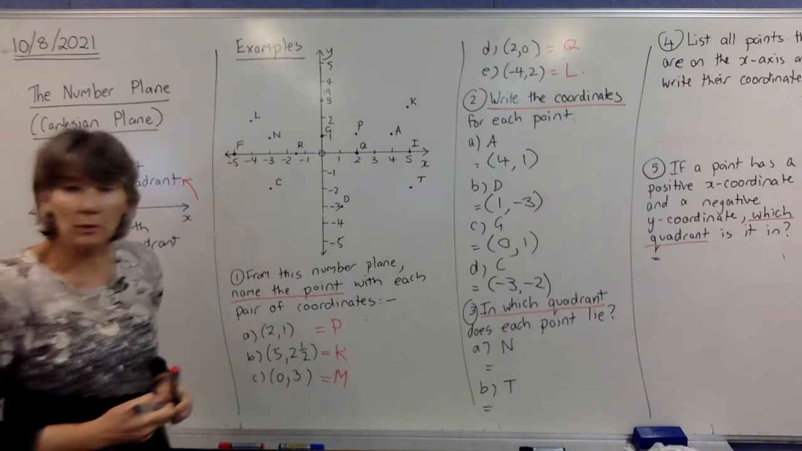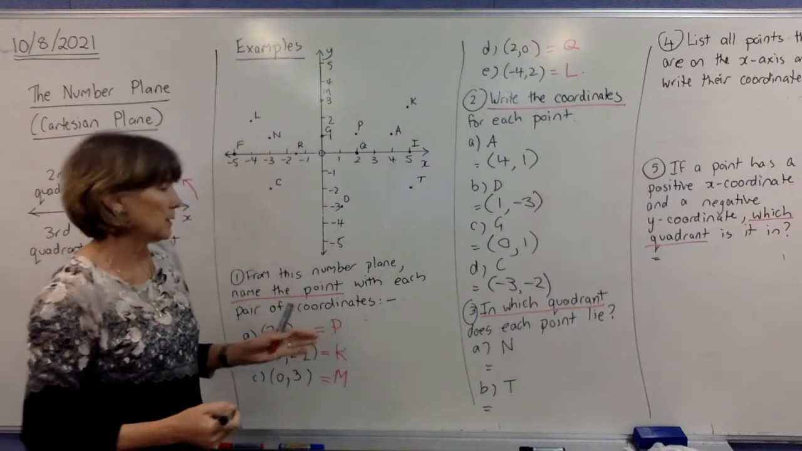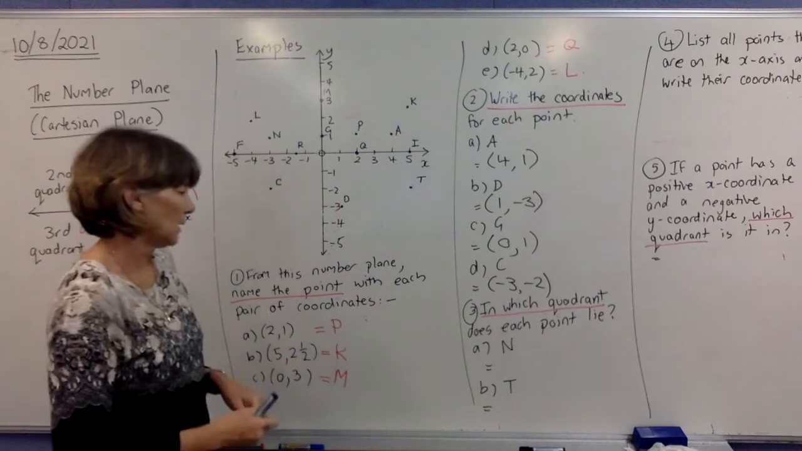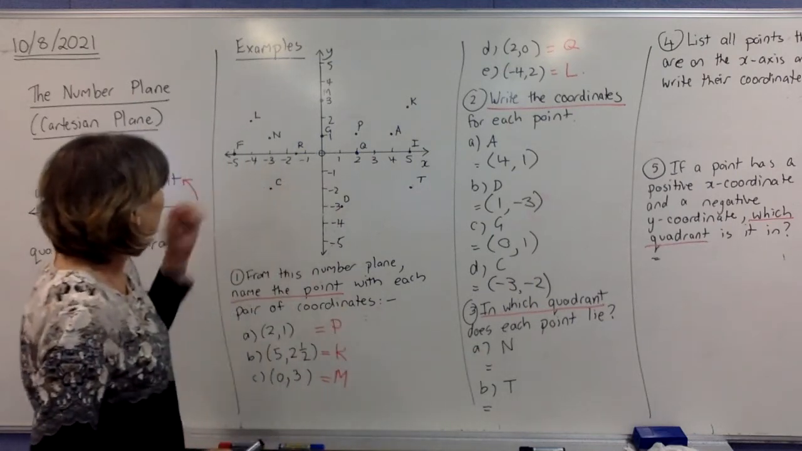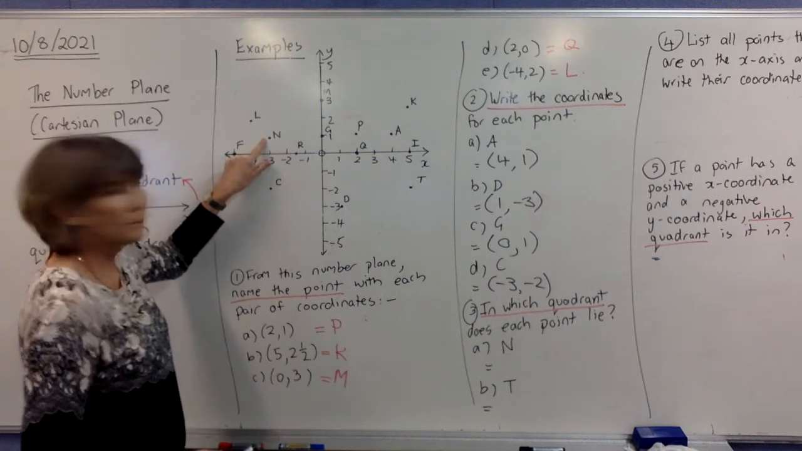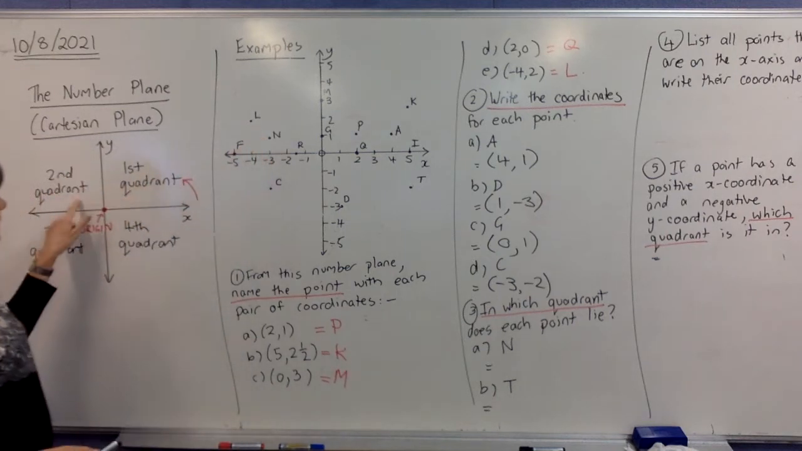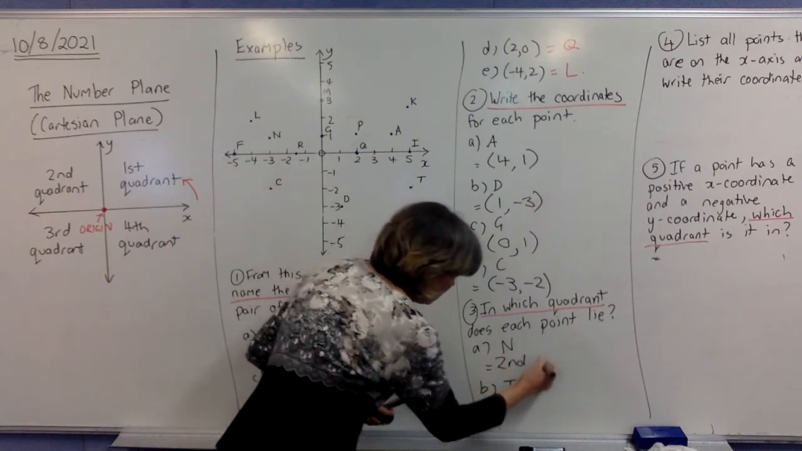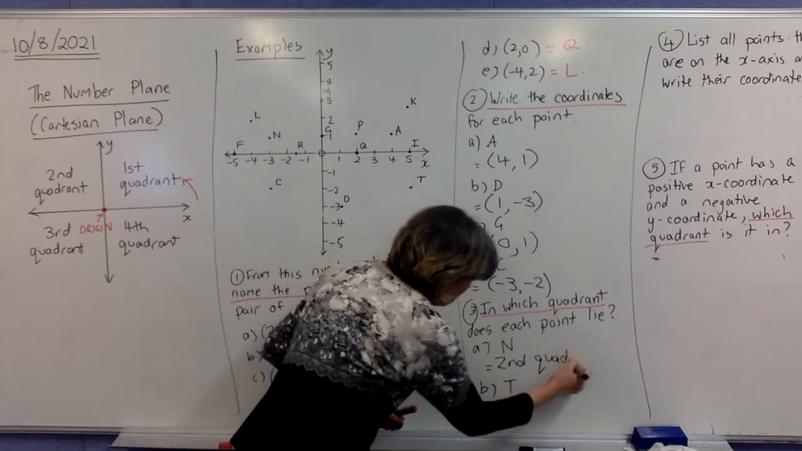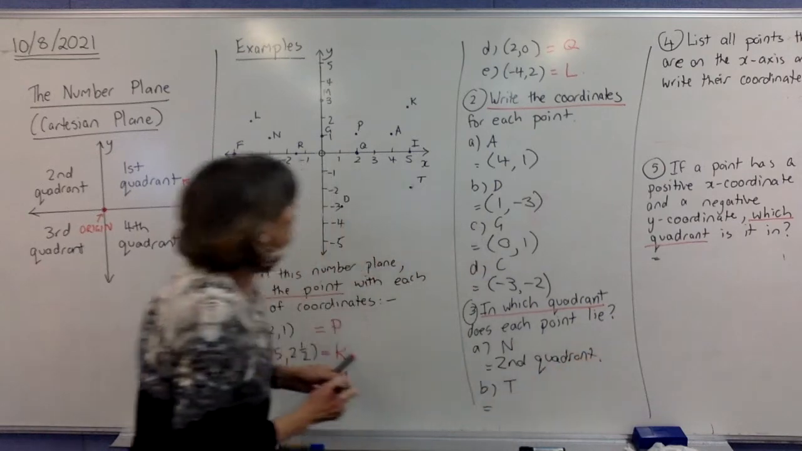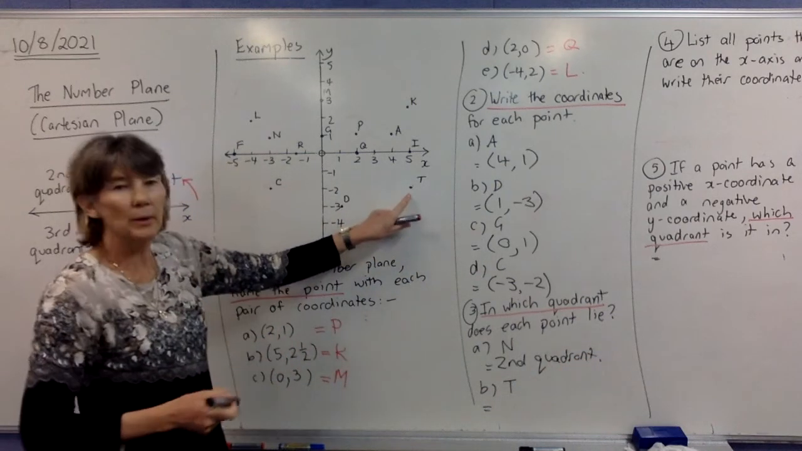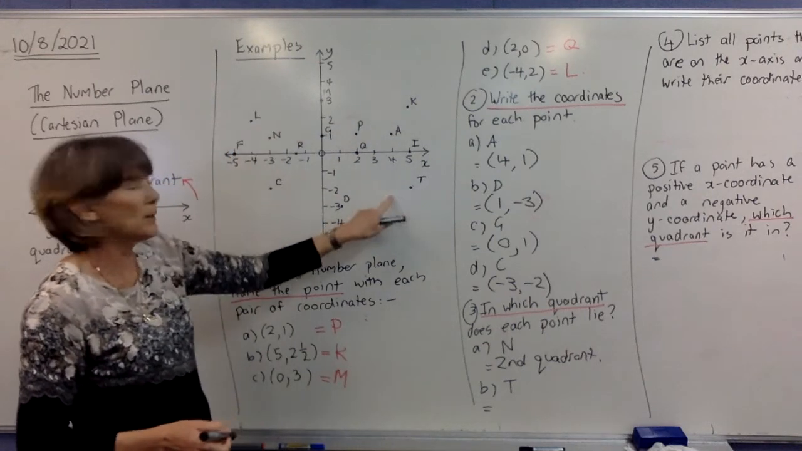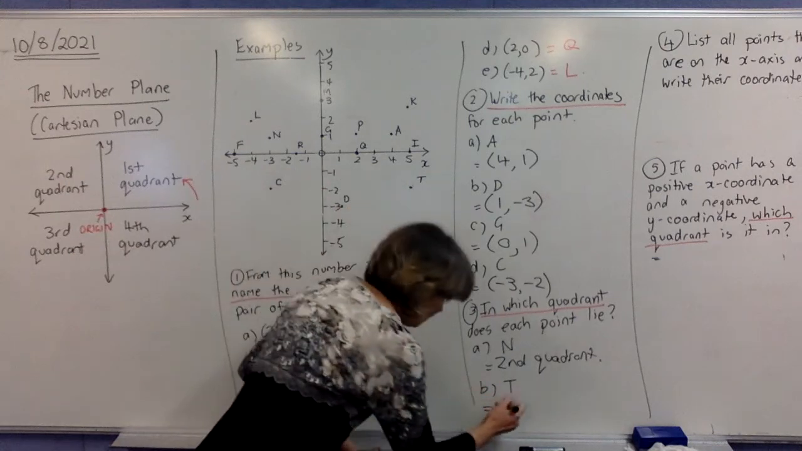Okay, the next question says, in which quadrant does each point lie? So they don't want the coordinates, they just want to know which quadrant is it in. All right, so we're looking for point N. Here it is here. And if you look back at what we did over here, you'll see it's in the second quadrant. So we write down second quadrant. Okay, point T, there's point T there. So remember, this is first, second, third. Point T is in the fourth quadrant.